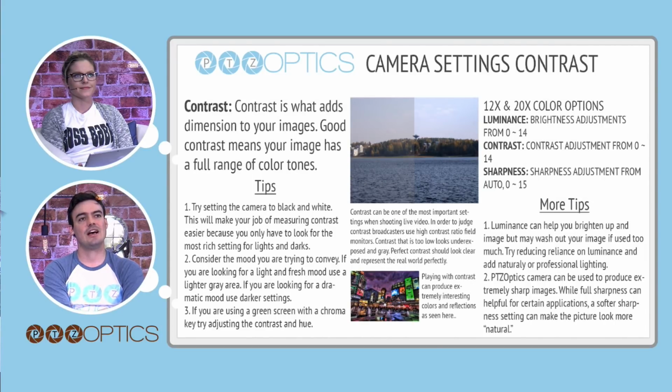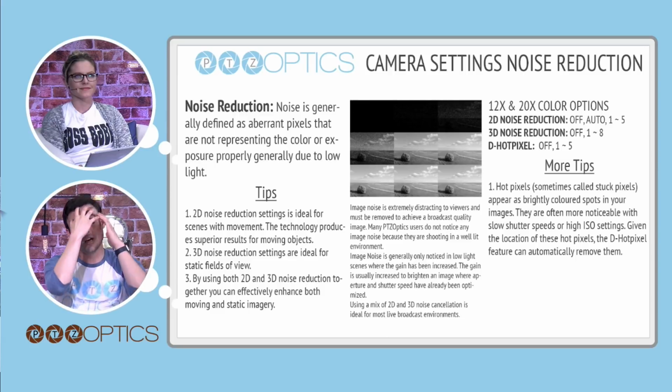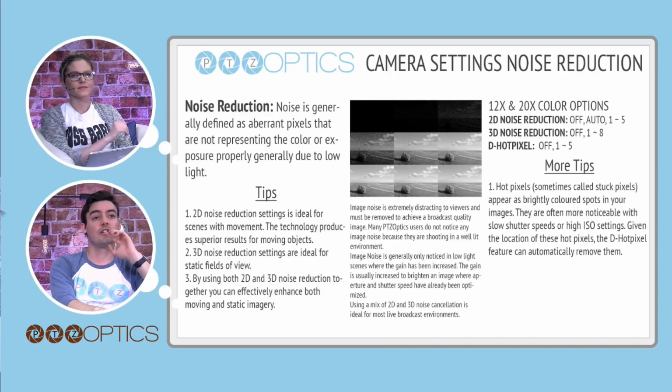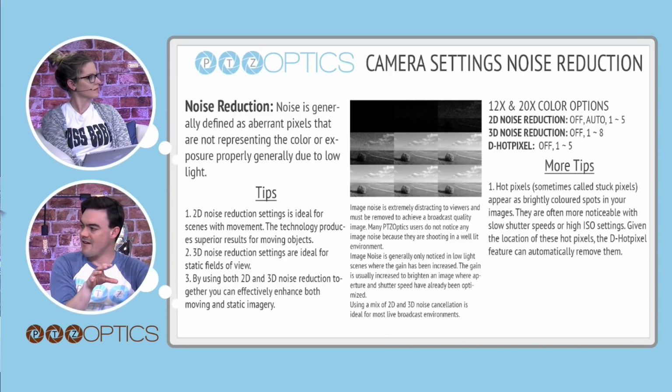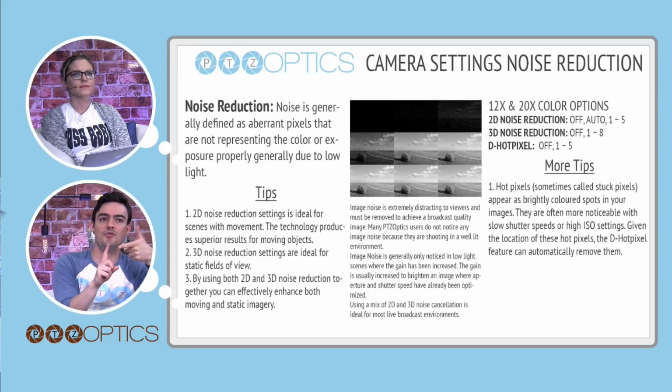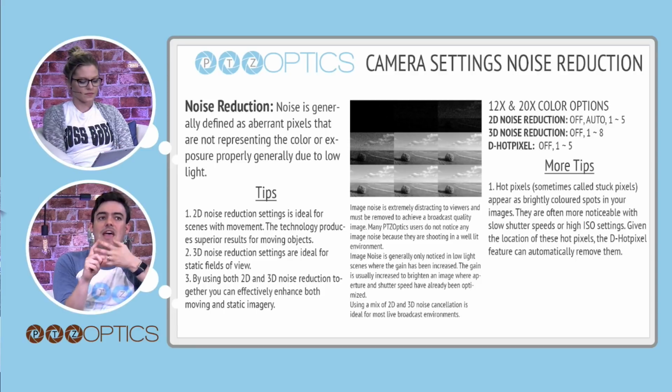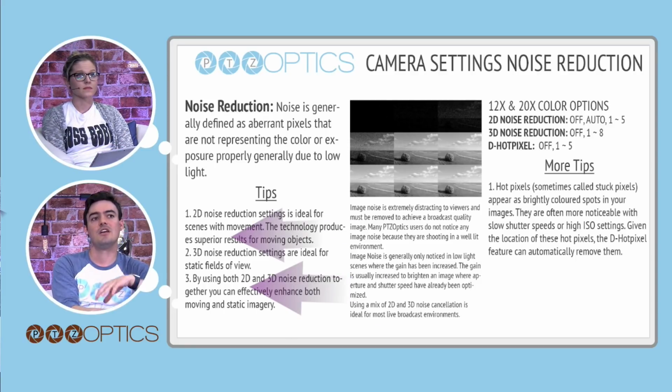And then contrast is really important, and again, this whole guide is going to be available online. Noise reduction is really important for low light. So the lower light you have, the more noise that you may find. And the PTZOptics cameras have 3 different options, a 2D and a 3D noise reduction, and then a hot pixel reduction. This guide will explain when and where to use those.